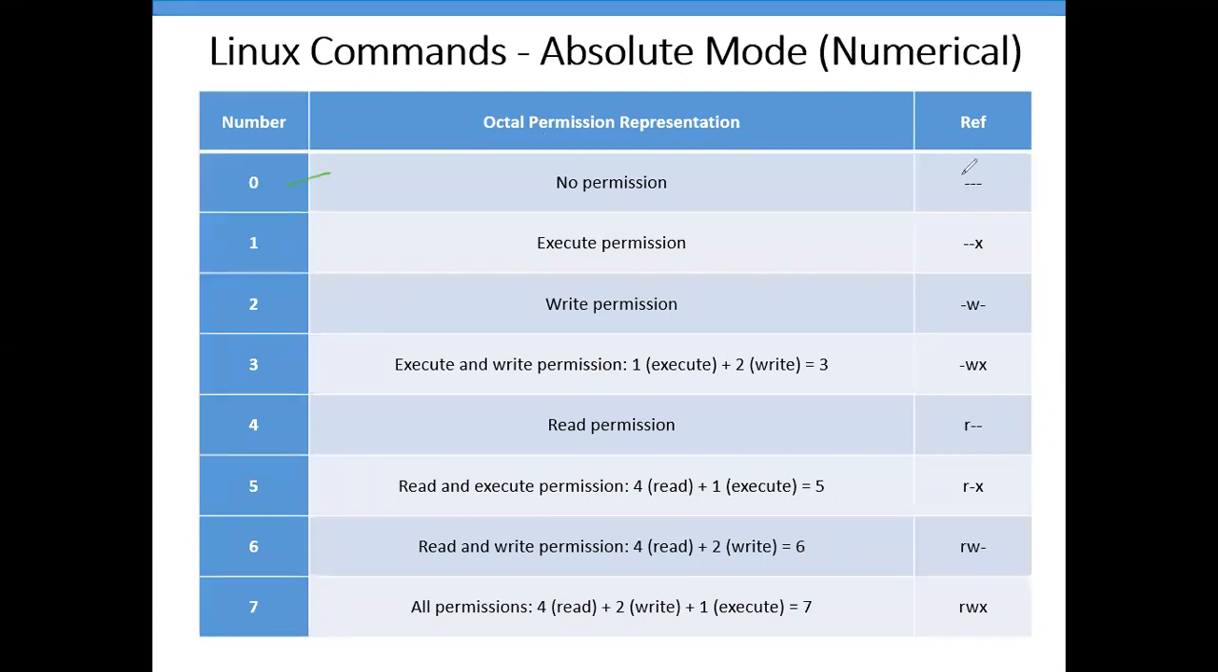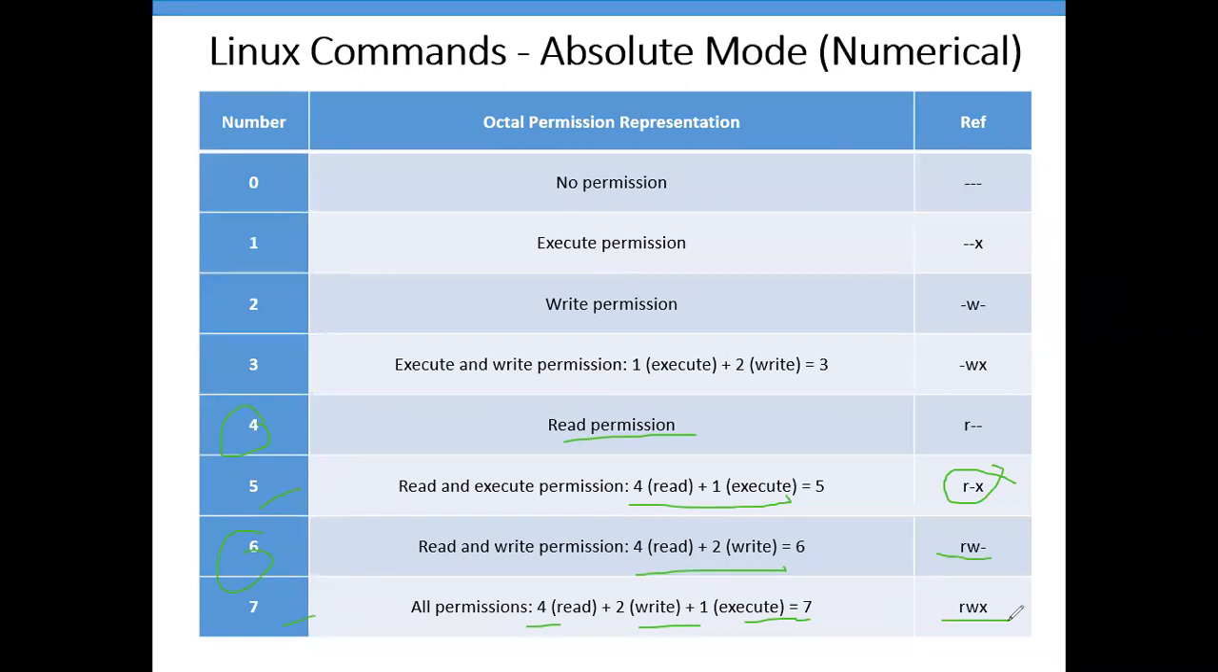0 stands for no permissions. 1 stands for only execute permission. 2 stands for only write permission. 3 stands for 2 plus 1, or 1 plus 2, equal to 3, meaning write and execute permissions. 4 stands for only read permission. 5 stands for 4 plus 1, read and execute permission. 6 stands for 4 plus 2, read and write permission. 7 stands for read plus write plus execute, 4 plus 2 plus 1 equal to 7. We are providing all 3 permissions to our file.